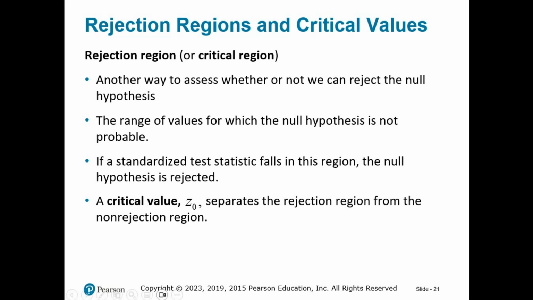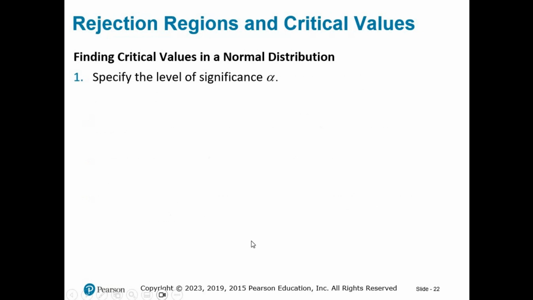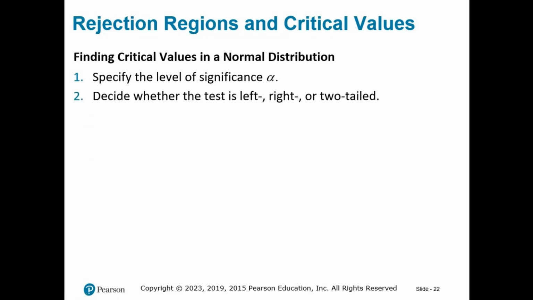You'll see problems that will say to use the rejection region method or the p-value, so you need to know how to do both. If it doesn't tell you which one and just says to figure out whether to reject or fail to reject a claim, you can use either. So how do we use this new method? First, you need to know the level of significance or alpha value. We then need to decide whether it's a left-tailed, right-tailed, or two-tailed test.